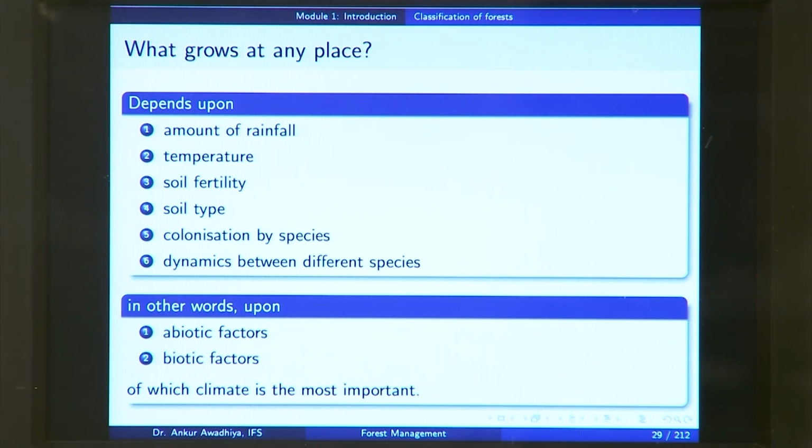So, probably there is a location that is very good for the growth of banyan trees, but this location does not have any banyan trees, because no banyan seeds have reached this area so far. But then probably in a few more years, some birds might bring some banyan seeds to this area, and then this area will be colonized by the banyan trees. So, it also depends on whether this area has been colonized by a particular species or not.